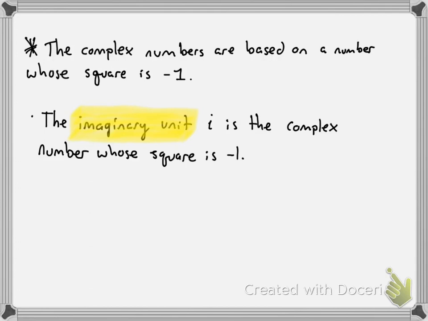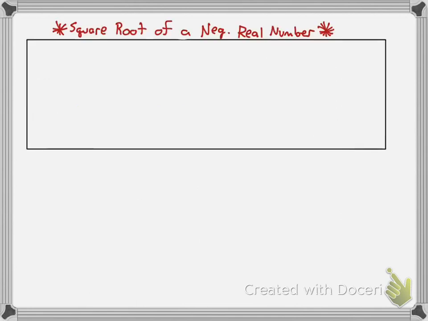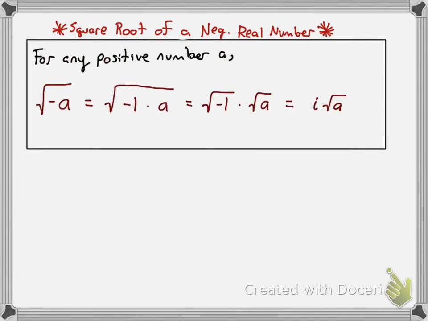So the imaginary unit i is the complex number whose square is -1. What will be important to know when solving problems is that i squared is equal to -1, and i is equivalent to the square root of -1. So when we're taking the square root of a negative real number, the general rule is that for any positive number a, the square root of -a is equal to the square root of -1 times a, and since the square root of -1 is i, that number is i times the square root of a.